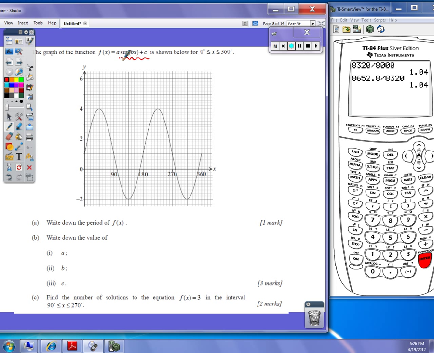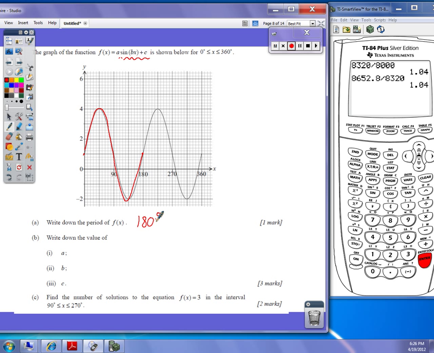Write down the period of the function. The period of the function is the distance along the x-axis that it takes to go through one full cycle of the graph. So I see here that my period is 180 degrees.